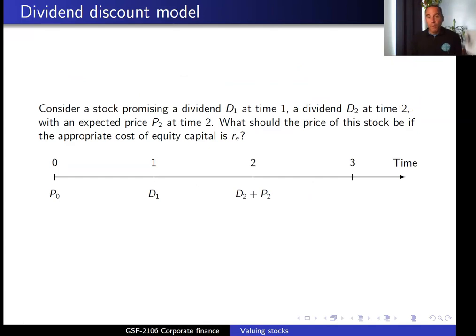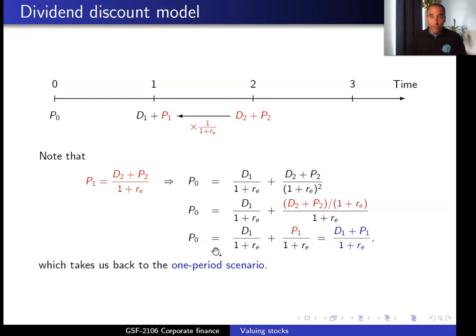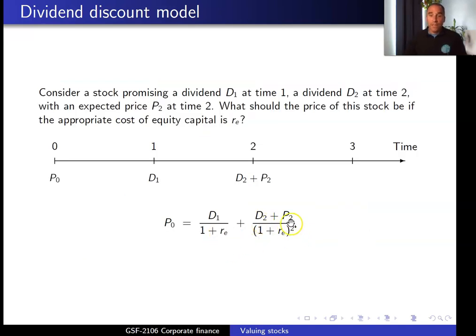Consider a stock promising a dividend D1 at time 1, a dividend D2 at time 2, and with an expected price of P2 at time 2. What should the price of this stock be today if the appropriate discount rate is RE? Well, P0 is the first dividend discounted over 1 year, plus the second dividend plus the price at time 2 discounted over 2 years.